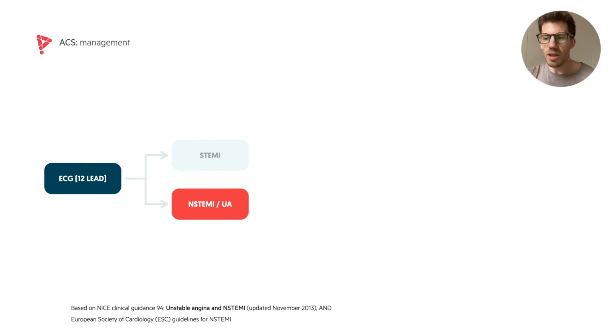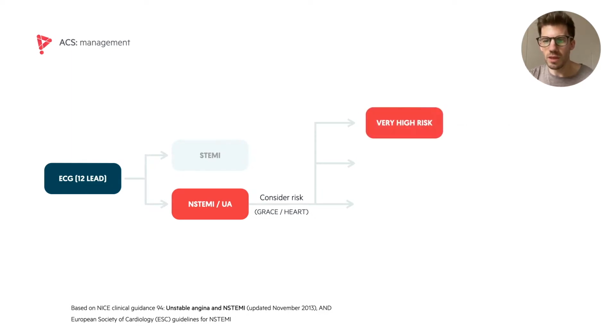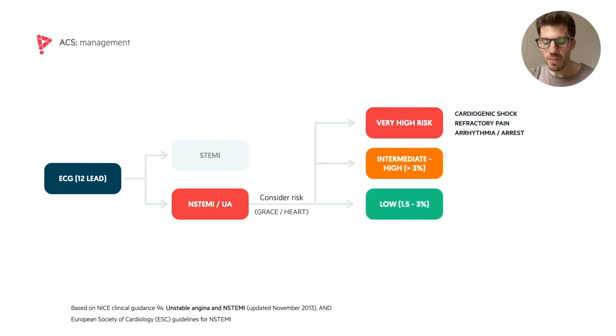In the NSTEMI unstable angina pathway, there's a bit more time to play with. So it's all about the risk they have of significant cardiac disease. And this is based on the GRACE score or the heart score, which determines the risk of major cardiac event or death within a certain time frame. Patients who are very high risk, so those who have got cardiogenic shock, refractory pain, or development of arrhythmias or they've arrested, they need urgent management. Then there's intermediate to high risk patients, and then there's low risk patients. And we can follow the management based on the risk.